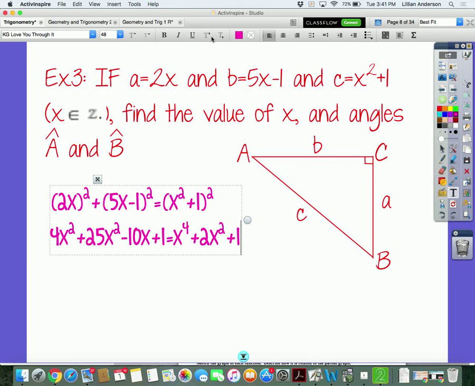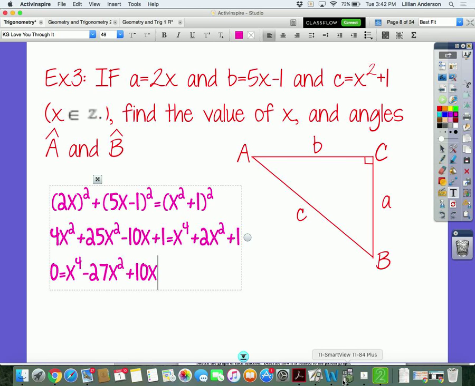Now, at this point, we can bring everything to one side, and we can see where this particular polynomial function intersects the x-axis, because technically when we solve for an x value, we're actually looking for the point where the graph crosses the x-axis. So at this point, it definitely can't be factored.